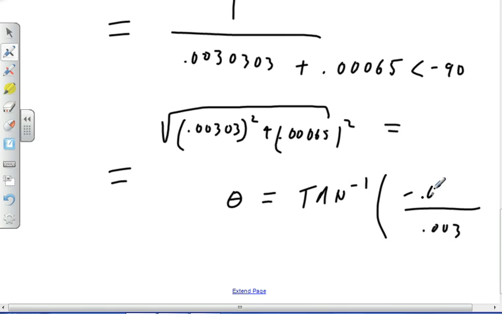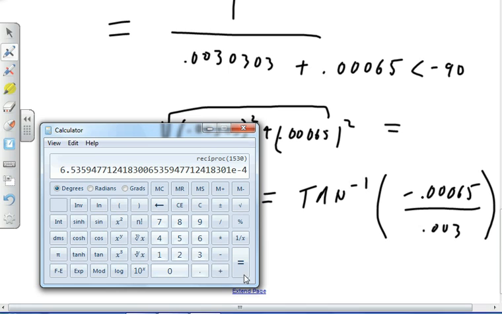All right, 0.00065. Okay, that's what I'm going to do. Okay, so back to my calculator. I have the first one already in my calculator. I'm going to square it, if I could find my square key. Squared plus 0.00065 squared equals square root. Looks like 0.0031.